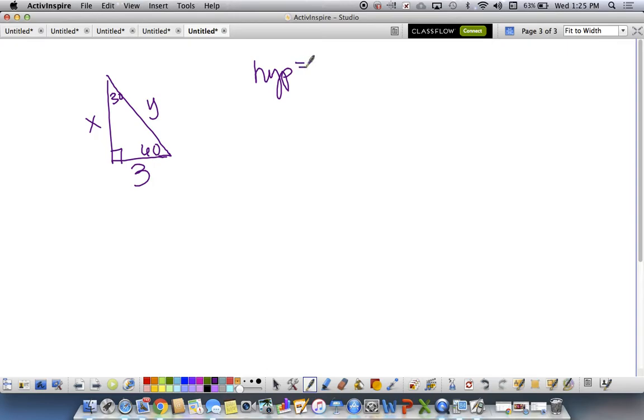Could I say the hypotenuse is equal to 2 times the short leg? One could. So if you have the short leg, you simply multiply it times 2 to get the hypotenuse. So y equals 6. How are we going to get the long leg? If you do the Pythagorean theorem, what happens?